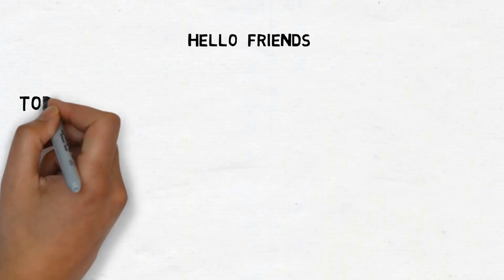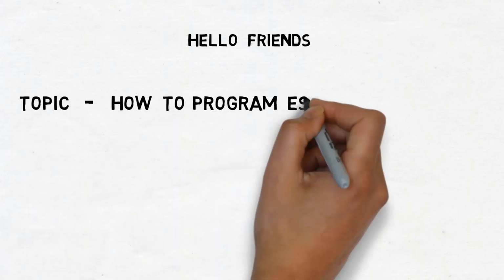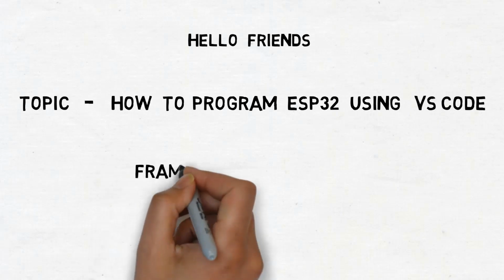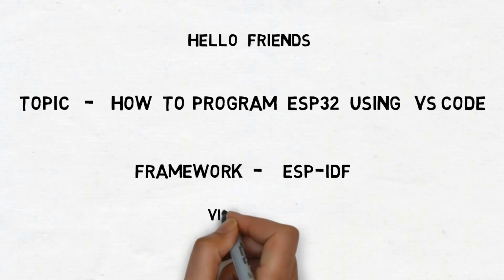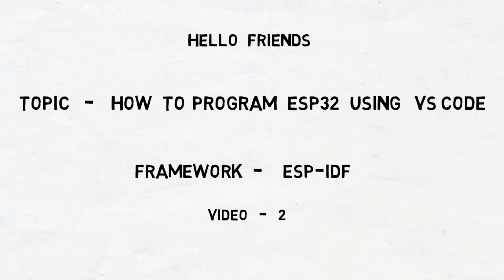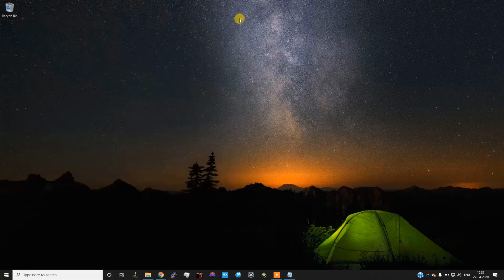In the last video we have seen how to install ESP-IDF framework on Windows machine. Today we will look how to program ESP32 in VS Code. So let's start with the downloading of VS Code setup for Windows.